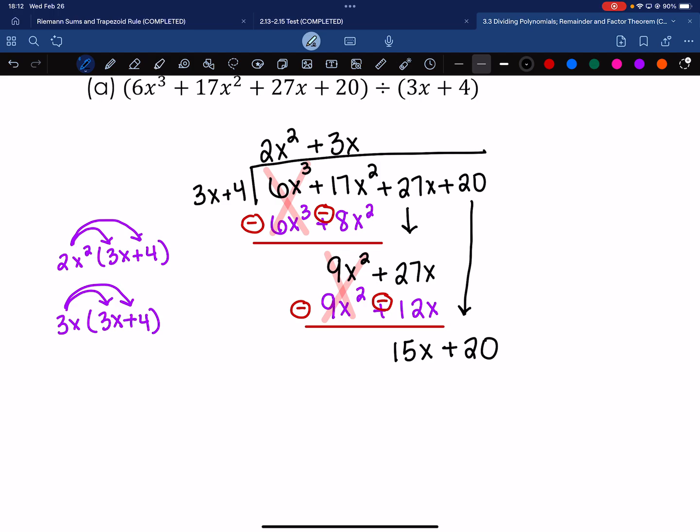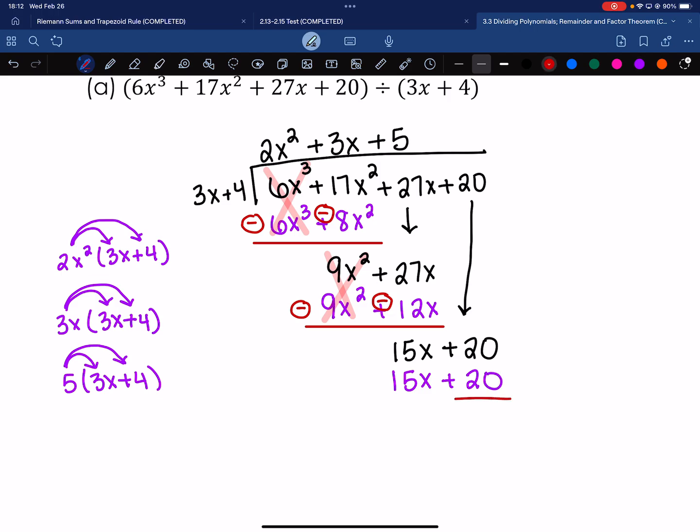So now you ask yourself, what can we multiply 3x by to get 15x? 5. So you do the same thing. And if you don't need to do this part off to the side, that's fine. It's just that some people it makes more sense to see it this way. Some people it doesn't matter. Okay? So 5 times 3x is 15x. 5 times 4 is 20.